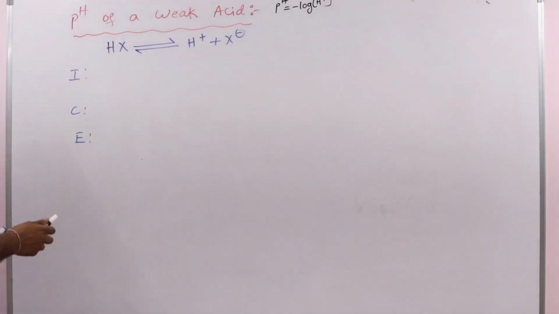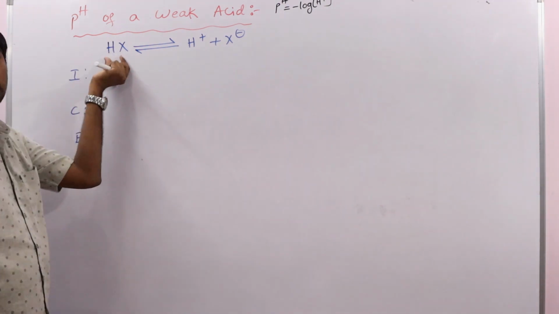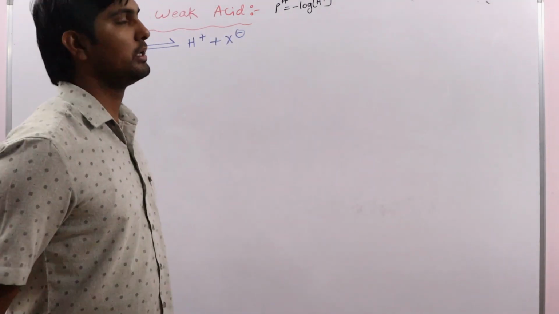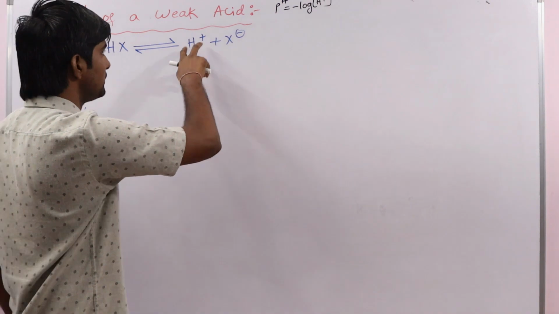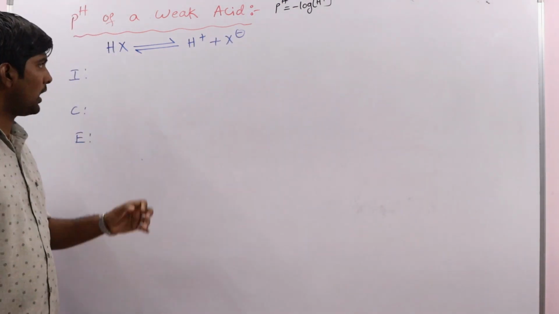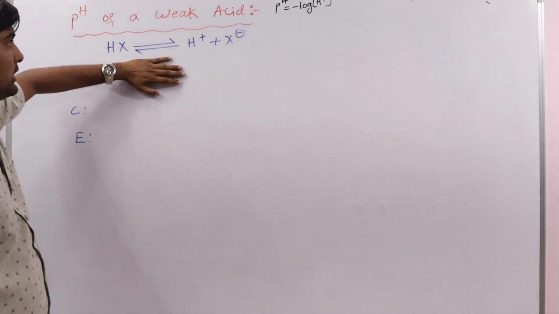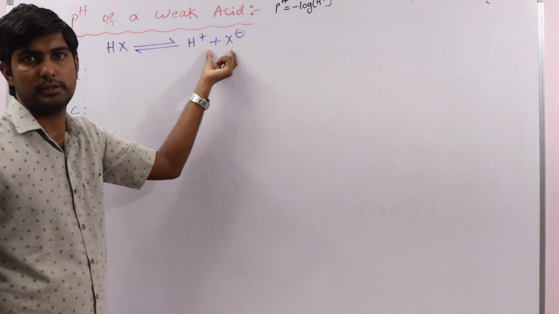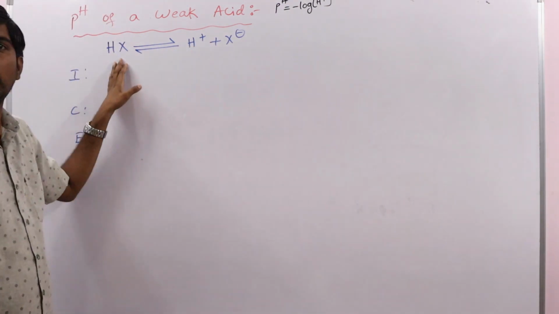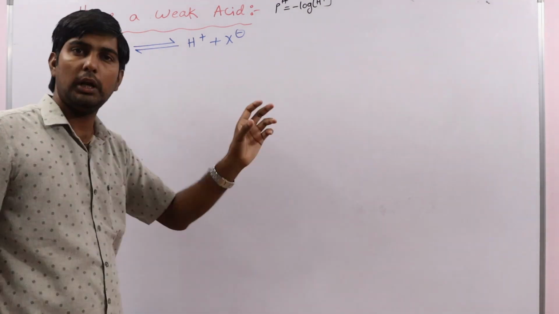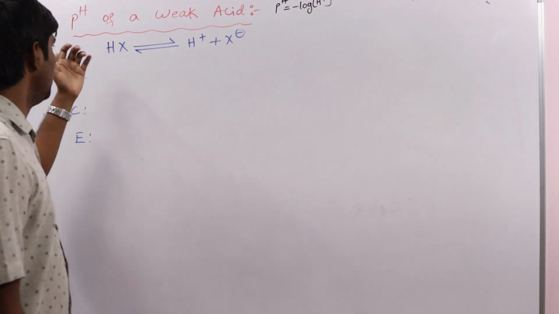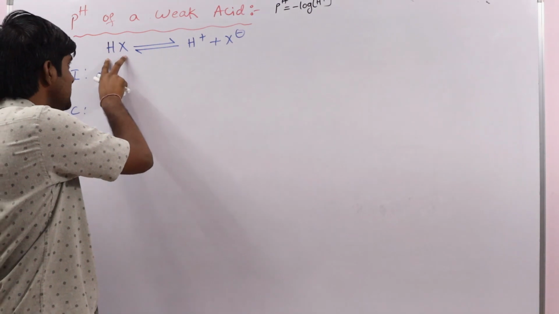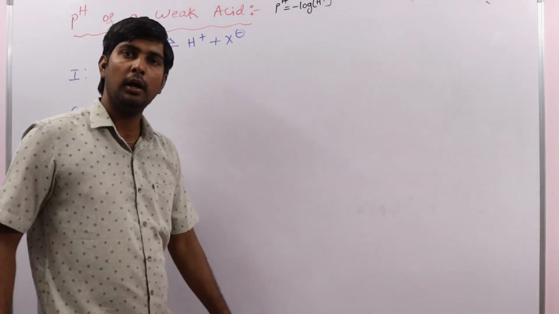Now let us see. Take a weak acid HX, a general acid, that may be HF, CH3COOH, whatever the weak acid may be. It dissociates to give H plus and X minus. After some time an equilibrium is established between undissociated acid and dissociated ions. Yes or no? All the molecules are not undergoing dissociation, only a few molecules undergo dissociation. After some time, equilibrium is established between the undissociated acid and the dissociated ions.